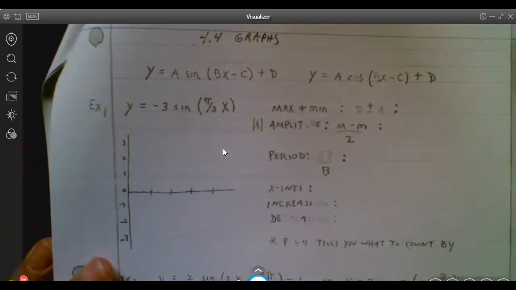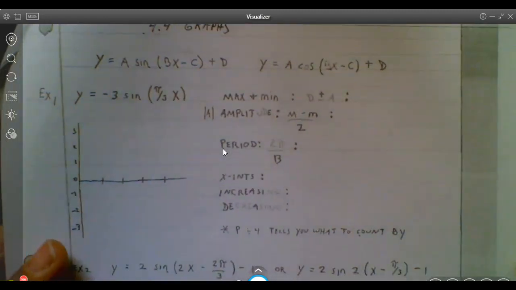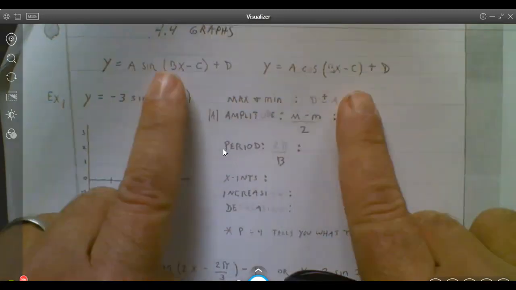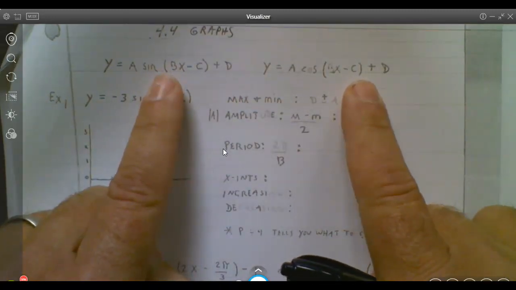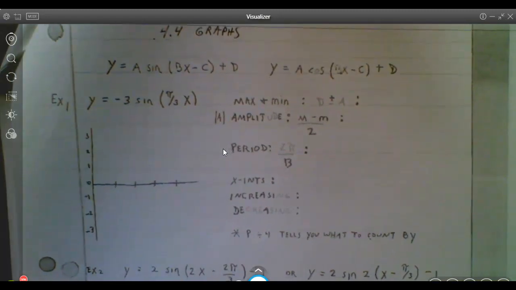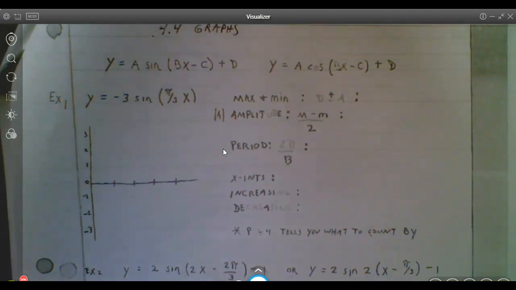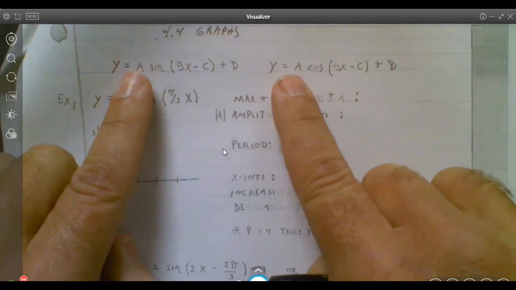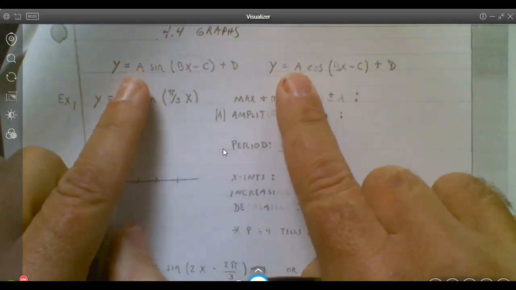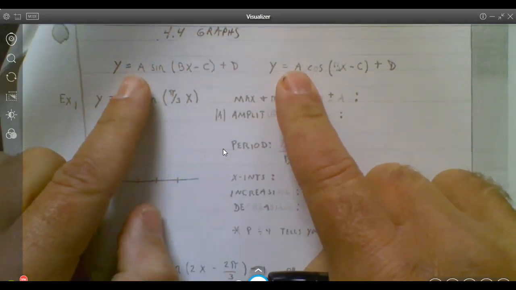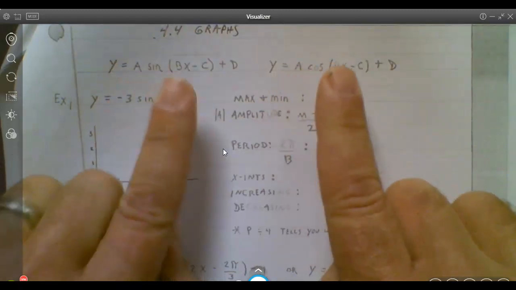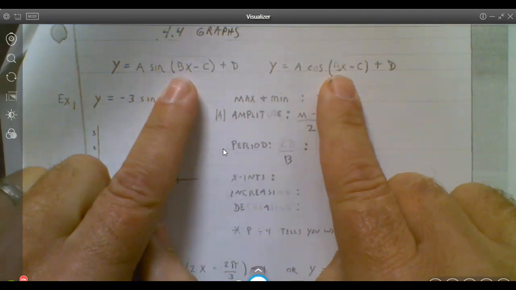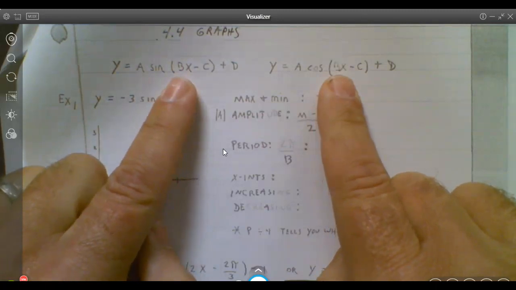So when you really throw in all of the transformation issues, the new function looks something like this for sine or cosine. So A, B, C, and D all have an effect on these graphs. Our A value, as we've already talked about, is going to affect the amplitude. It's going to affect reflections up or down across the x-axis. B values affect the period of the graph, because it's a horizontal stretch or shrink factor.